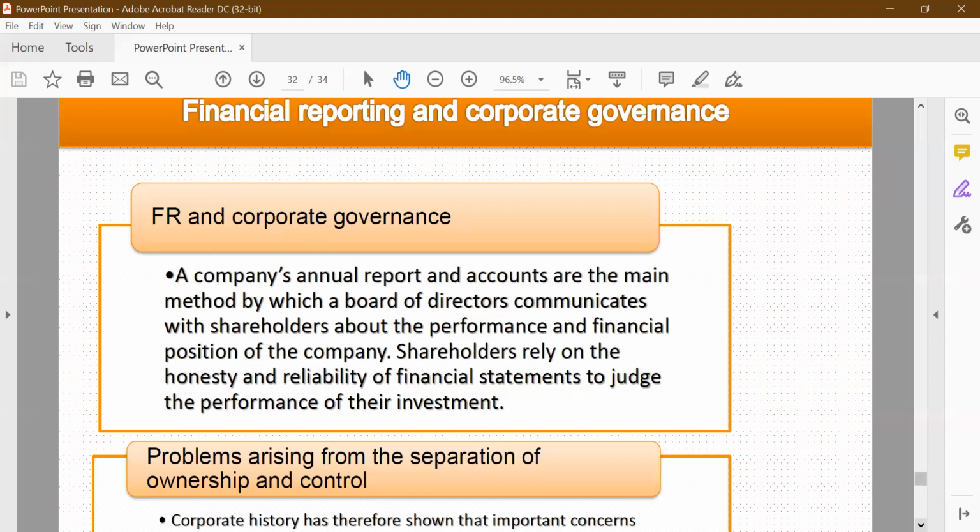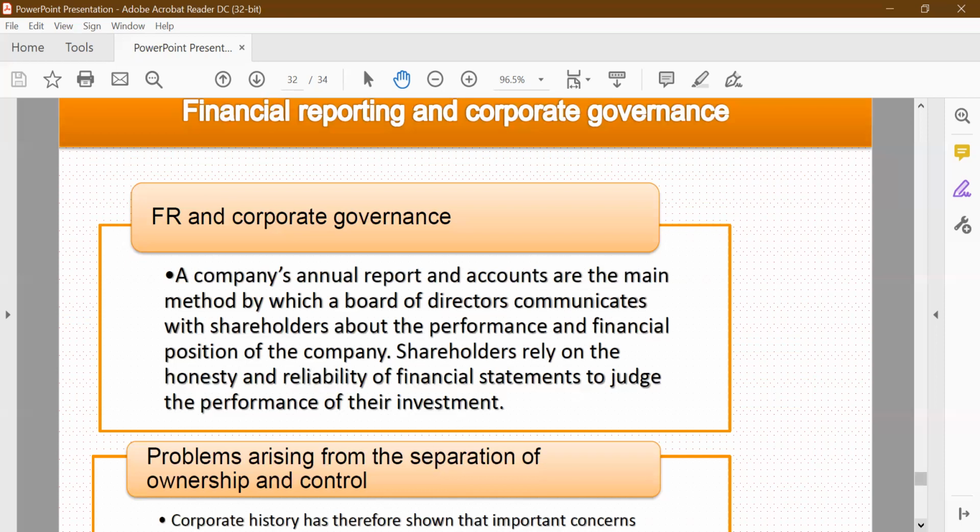Every year, there's an annual report, and this annual report has to be audited. The annual report gets audited, and it gets presented to shareholders, and shareholders get to see the performance of the company. So the annual report is a form of communication to shareholders about the financial performance as well as the financial position of the company. This is very, very crucial.